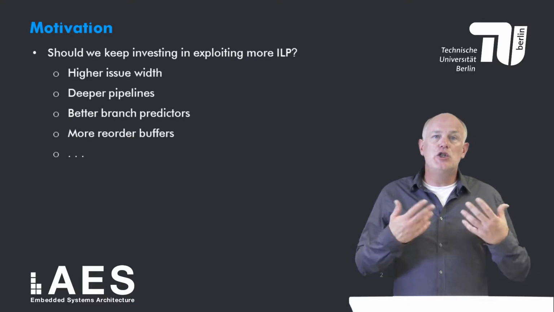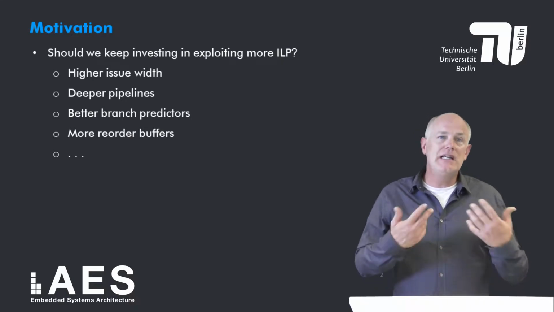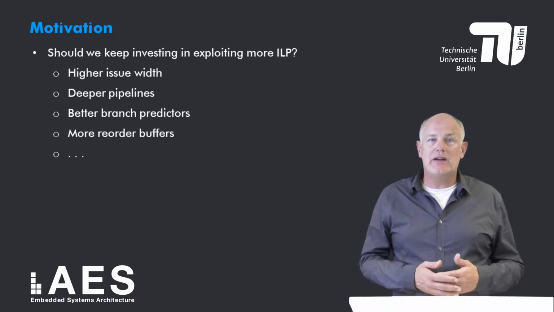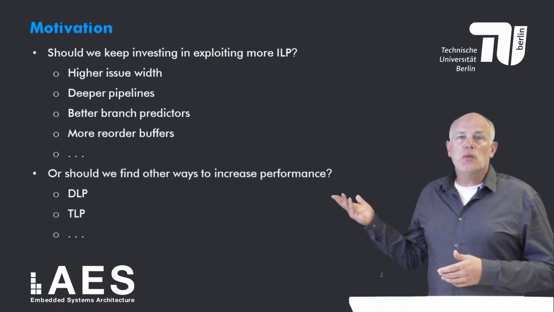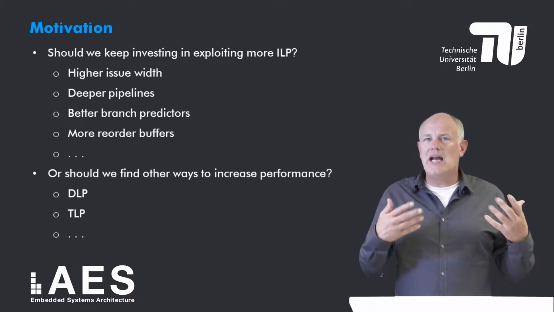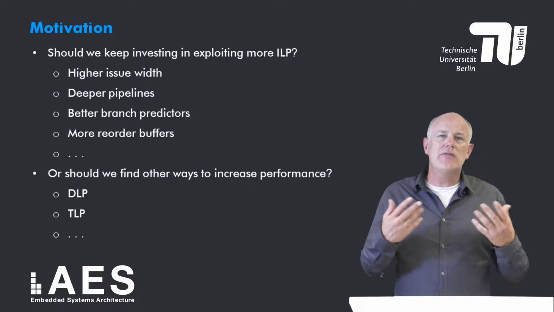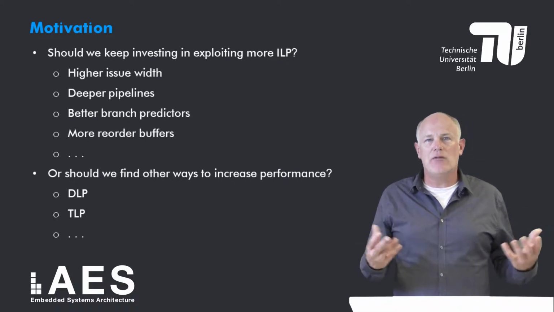That means, should we continue developing processors with higher issue width, deeper pipelines, better branch predictors, more reorder buffers and reservation stations, and so on? Or should we find other ways to increase the performance? For example, by exploiting data level parallelism using vector instructions, or by exploiting thread level parallelism using several cores.